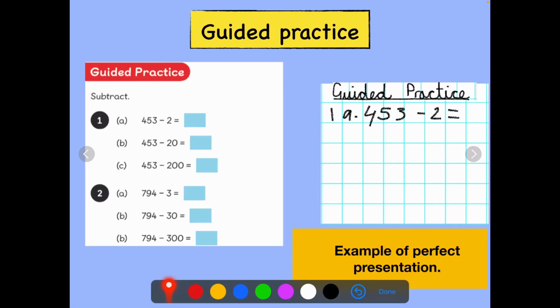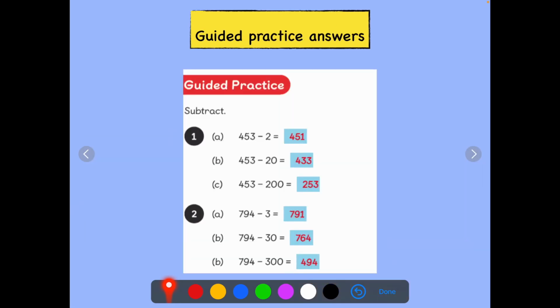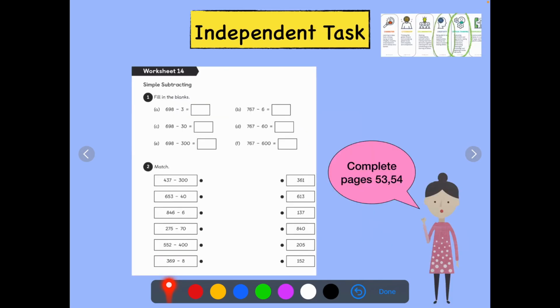Guided practice. Use any of the methods that we just learned to complete question 1 and 2 of your guided practice. Here are the answers to your guided practice questions so that you can check them afterwards. When you're finished your guided practice, complete pages 53 and 54 of your independent workbook.